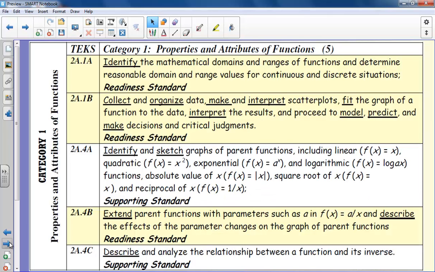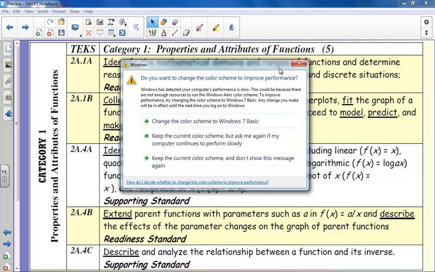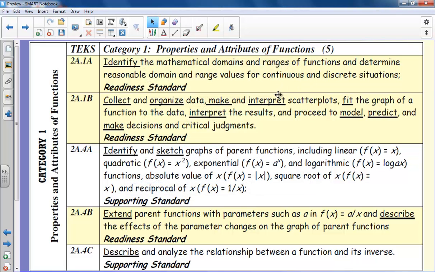This is just an example of the document that I'm attaching. This is a breakdown of just category 1. And so these are the content objectives that I put on the board every day. This is where they come from. And so the readiness standards here are kind of in pink. Those are the ones that most of your questions are coming from.